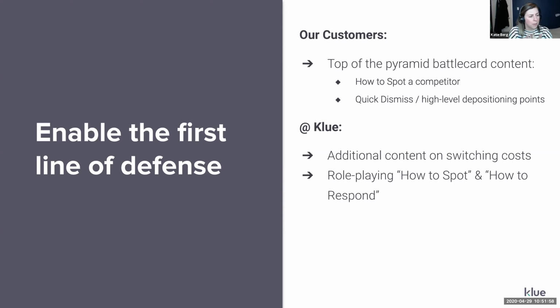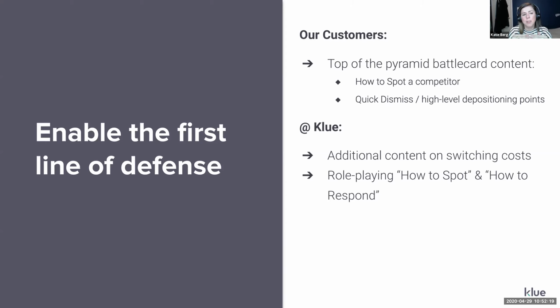And at that top of the pyramid are high-level depositioning points, strategies on how to help your reps identify when a competitor's in a deal. And as you get to the bottom of that pyramid, it's way more about getting into the nitty-gritty against a competitor. So the feature by feature comparison, the product specific information.